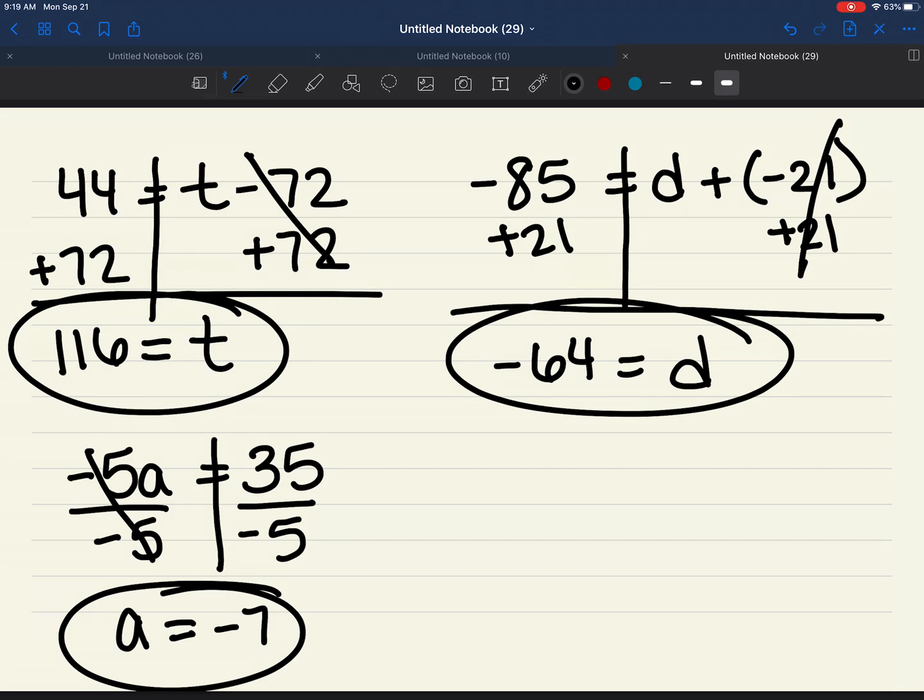Even without writing out a check, you could quickly plug that back in and just say, is negative 5 times positive 7 equal to 35? No. Okay.